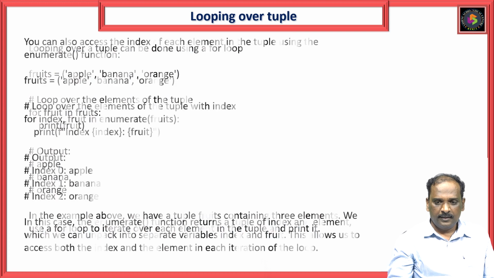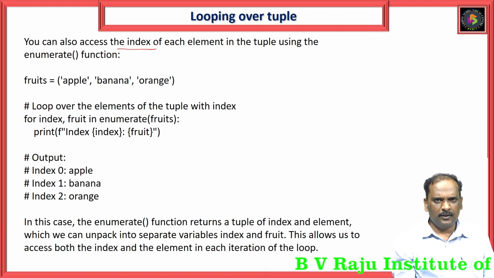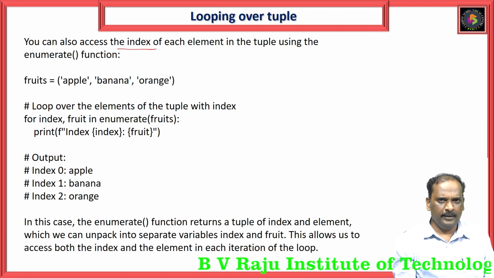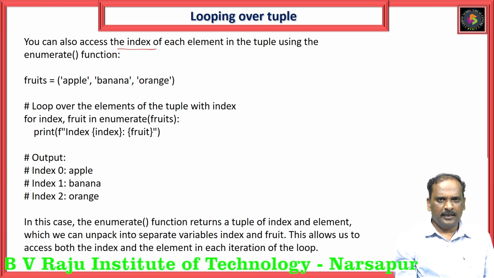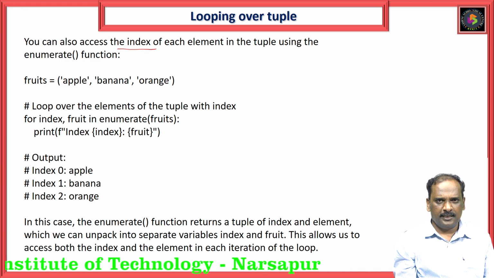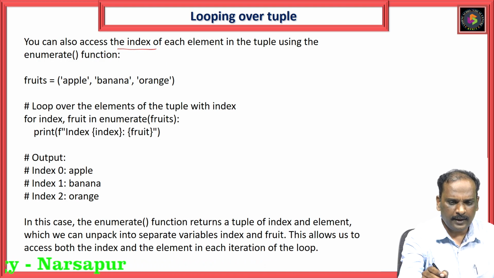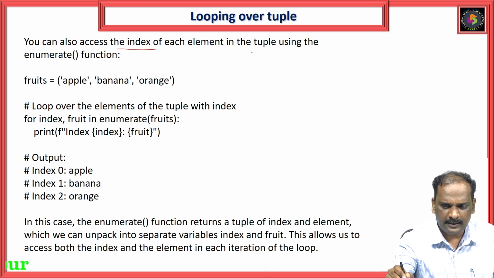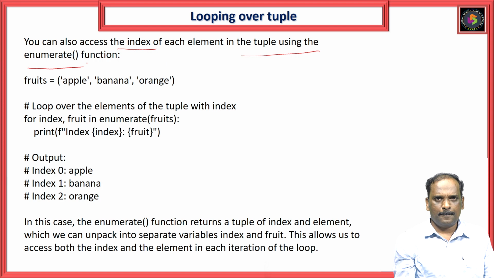Now, looping over with the index. We have just displayed the elements of the tuple in the last example. Now, along with the elements of the tuple, I want to access the indexes also by using the for loop. You can access the index of each element in a tuple using the enumerate function. If we use the enumerate function, we can access the index of the element also.